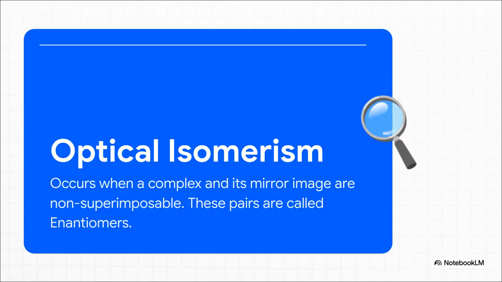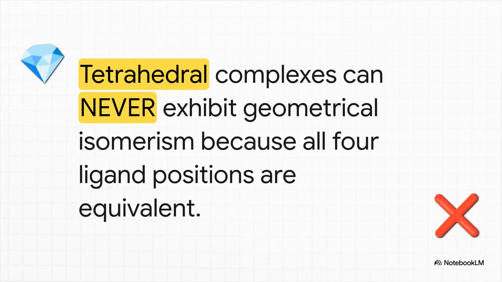So optical isomers are molecules that are just like your hands. They are non-superimposable mirror images of each other. You just can't stack them perfectly. These very special mirror image pairs have a fancy name. They're called enantiomers.